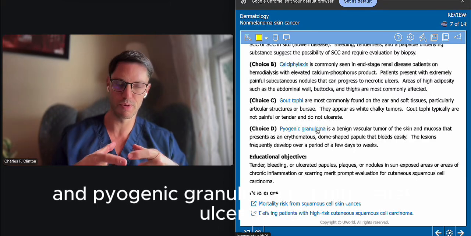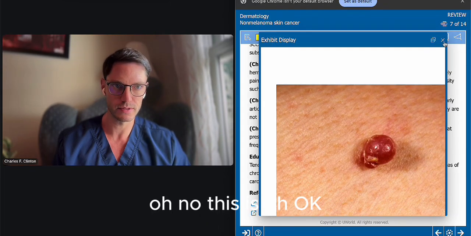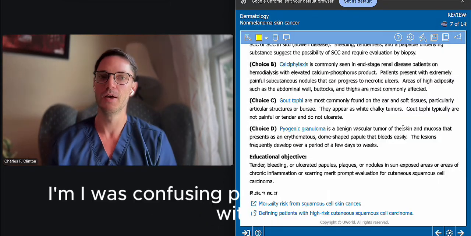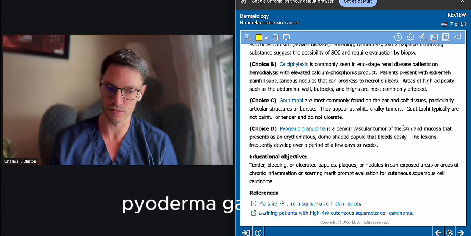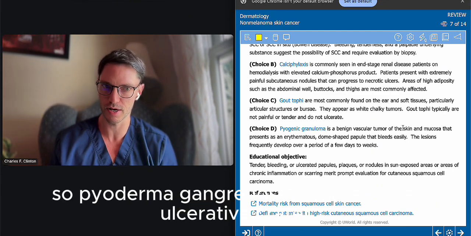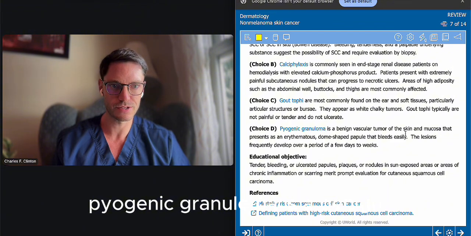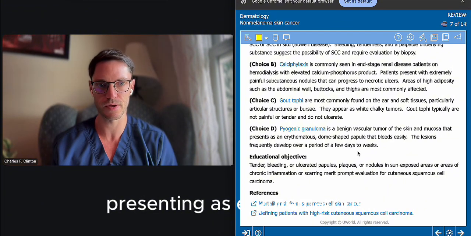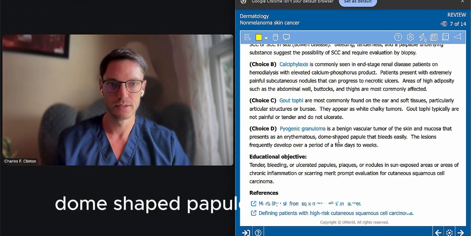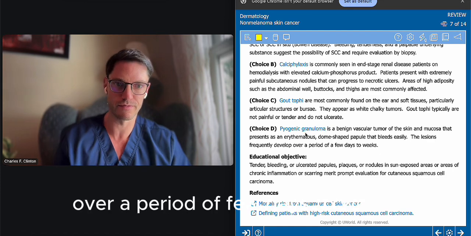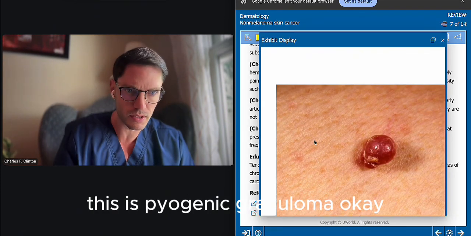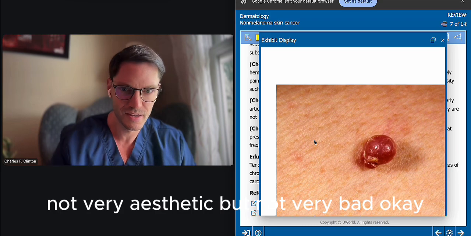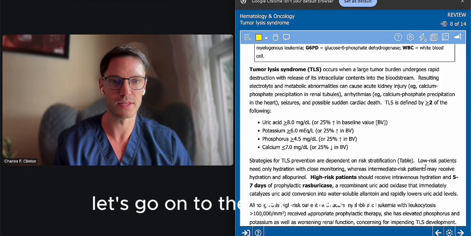And pyogenic granuloma is a big crater ulcer. So, oh no, okay, see, I was confusing pyogenic granuloma with pyoderma gangrenosum. Pyoderma gangrenosum is the large ulcerative crater. Pyogenic granuloma is a benign vascular tumor of the skin and mucosa presenting as an erythematous dome-shaped papule that bleeds easily. They frequently develop over a period of a few days to weeks. This is pyogenic granuloma, okay? Not very nice looking in general, not very aesthetic, but not very bad. Let's go on to the next question.